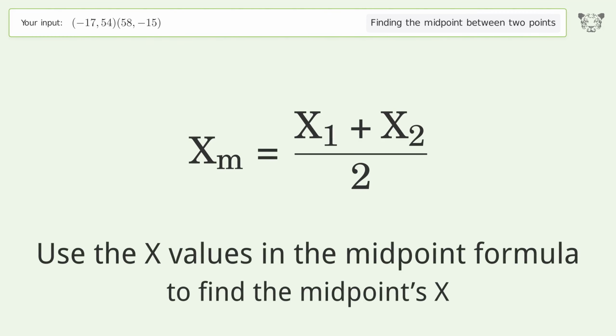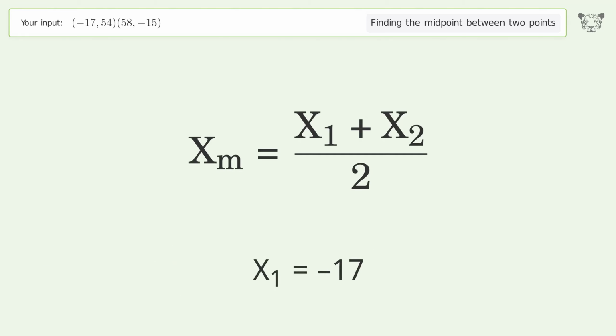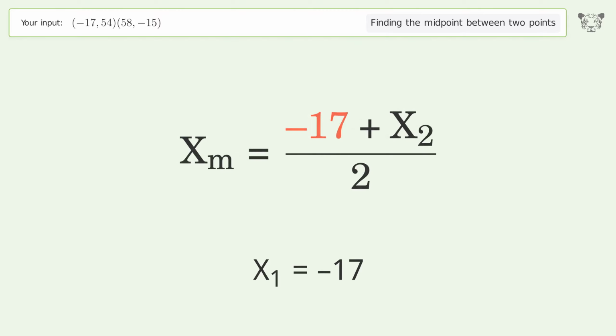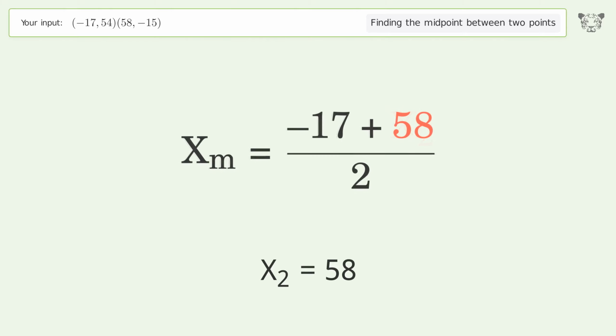Use the x values in the midpoint formula to find the midpoint's x. x1 equals -17. x2 equals 58. Simplify the arithmetic.